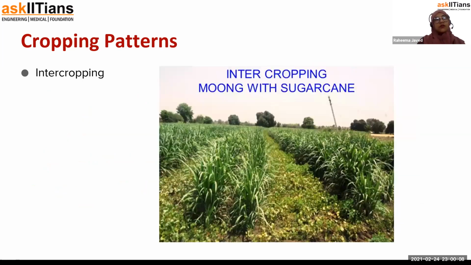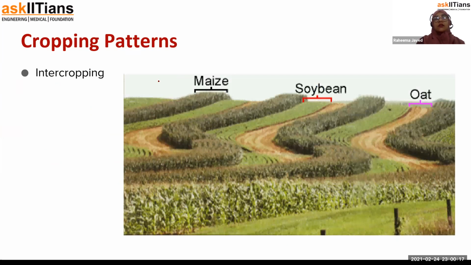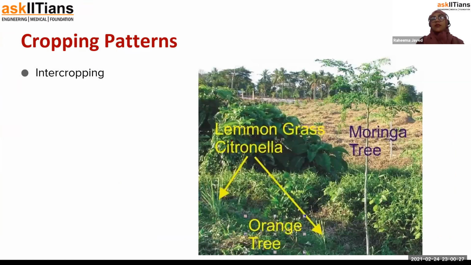Okay. So the first example of intercropping is moong and sugarcane. Moong is grown with sugarcane. In the second example, maize, soybean, and oat are grown. And in the third example, you can see lemongrass, citronella, along with orange tree and moringa tree grown. Although the pattern in this picture is not quite clear, yes, there will always be a pattern.